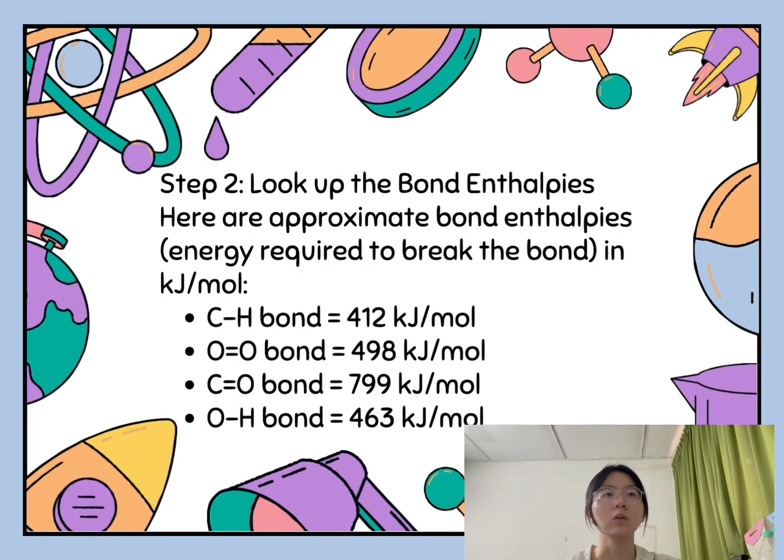Step 2, we need to look up the bond enthalpies. Here are the approximate bond enthalpies, which is the energy required to break the bond, in kilojoules per mole. The C-H bond is 412 kilojoules per mole.